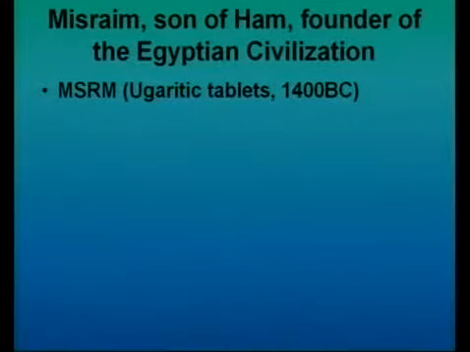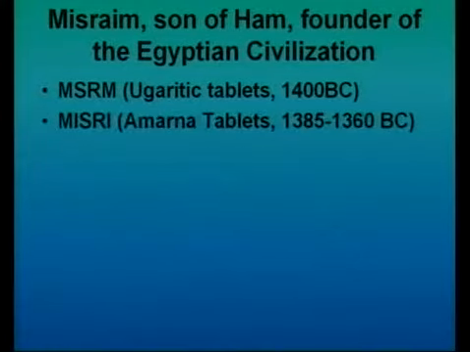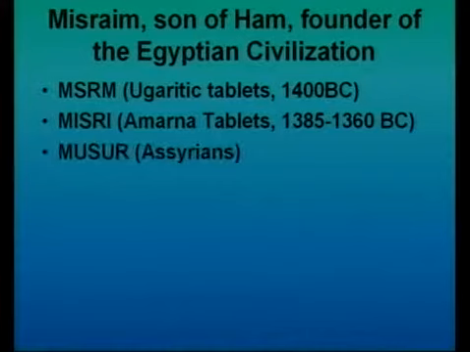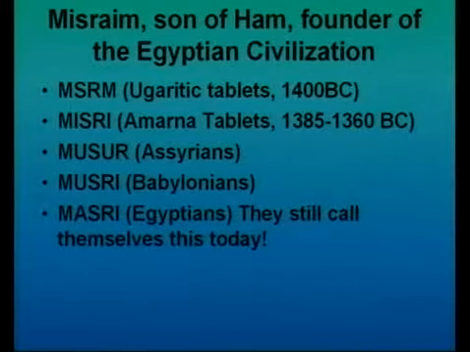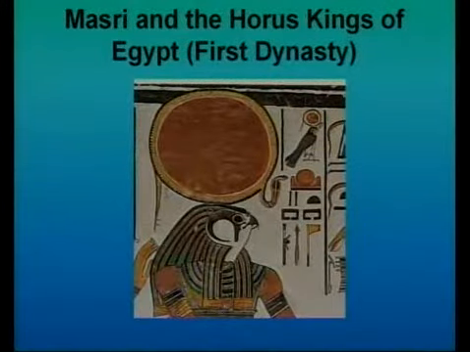Now, in the ancient world, Egypt was known as Mizram, according to the Ugaritic tablets in about 1400 BC. Known as Mizri, according to the Amarna tablets, clay tablets, about the same sort of period. Known as Muzur amongst the Assyrians, Muzri amongst the Babylonians, or Masri by the Egyptians, even today still called Masri, which is quite interesting.